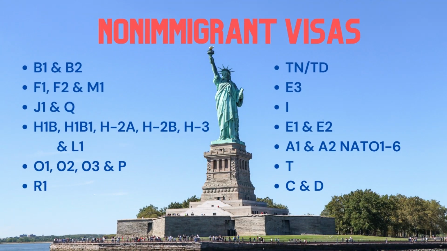First, we are going to take a look at non-immigrant visas. They include visitor visas, B1 and B2, student visas, F1, F2 and M1, exchange visitor visas, J1 and Q, temporary work visas, H1B, H1B1, H2A, H2B, H3 and L1, visas for people with extraordinary abilities, O1, O2, O3 and P.